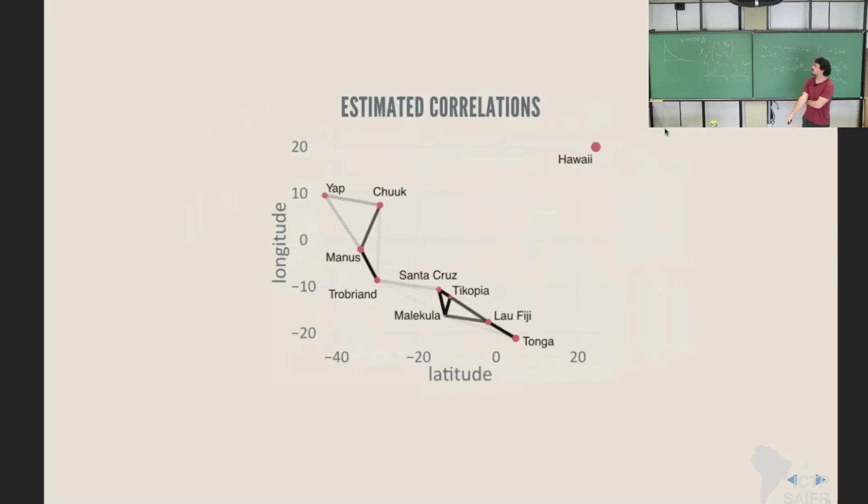Okay? So these are the estimated correlations. This is measuring how similar close by islands are to each other, right? And this is informing the value of the K parameters, right? So I expect the K parameter for Lau and Fiji and Tonga to be very similar, and I expect the K parameter for Hawaii and Santa Cruz to be very different. And the information to estimate that comes from the number of tools shared by the islands and the distance. Exactly. Yes.